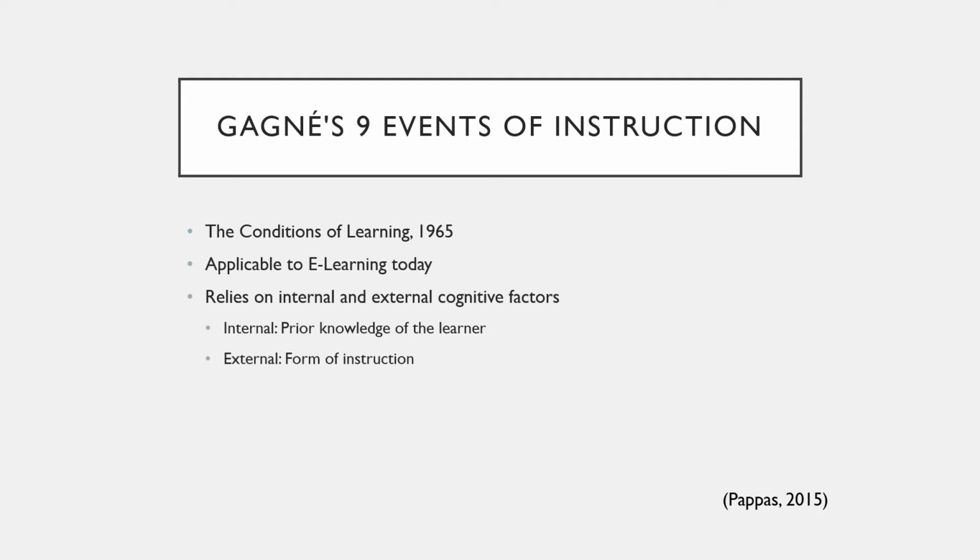Another foundation of the e-learning theory is Gagne's 9 events of instruction. Although his work was published way back in 1965, it is still applicable to e-learning today. The 9 events of instruction rely on internal and external cognitive factors in order to make a holistic learning experience. Internal factors include prior knowledge of the learner, or what did they know already when they entered the learning experience. External factors include the format of the instruction, in this case, web-based learning.